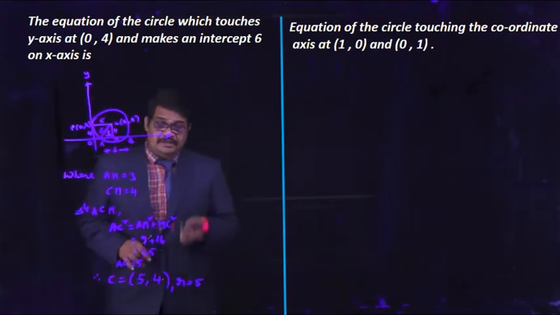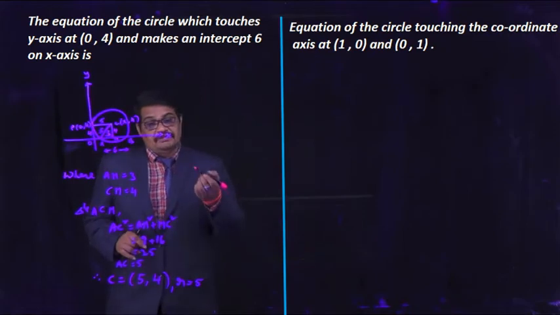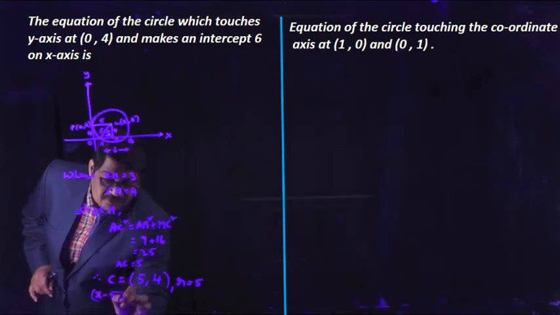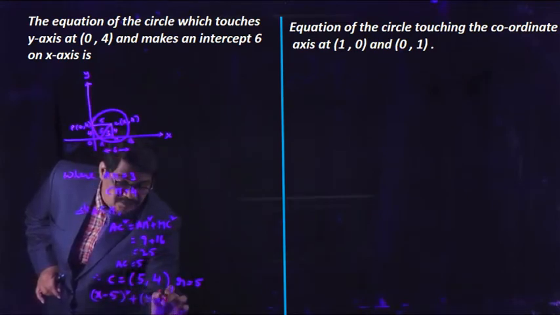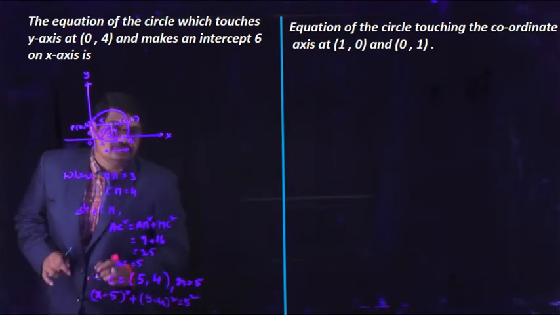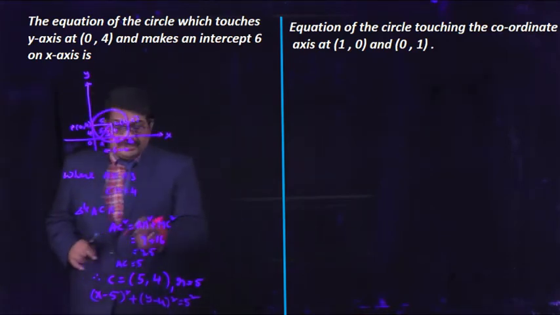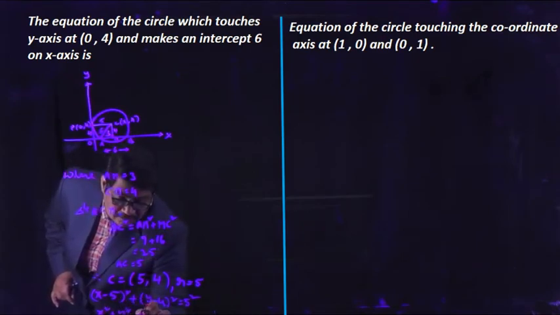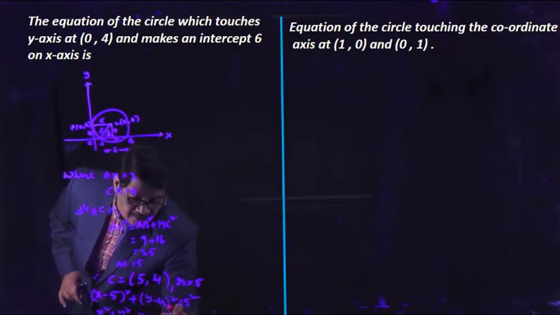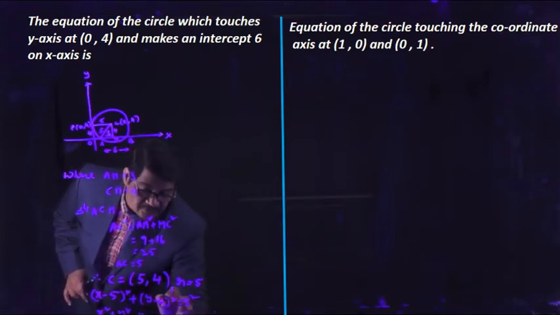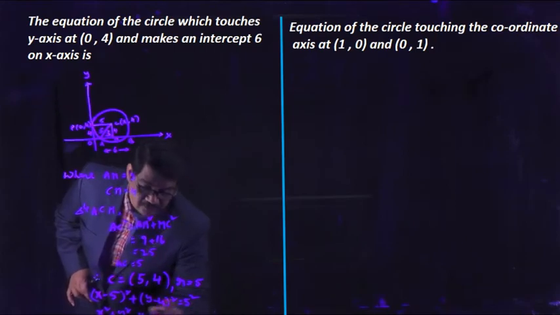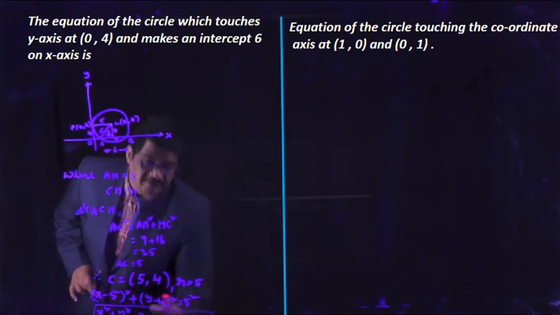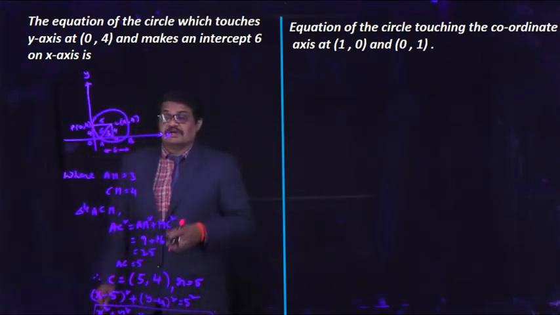Now we are getting the center and radius. What is the circle equation? With the center and radius, the circle is (x minus 5) whole square plus (y minus 4) whole square is equal to r square, that is 5 square. Now expanding this equation, x square plus y square minus 10x minus 8y. Here 5 square is cancelled, and 4 square, that is 16, is equal to 0. This is the required equation of the circle.